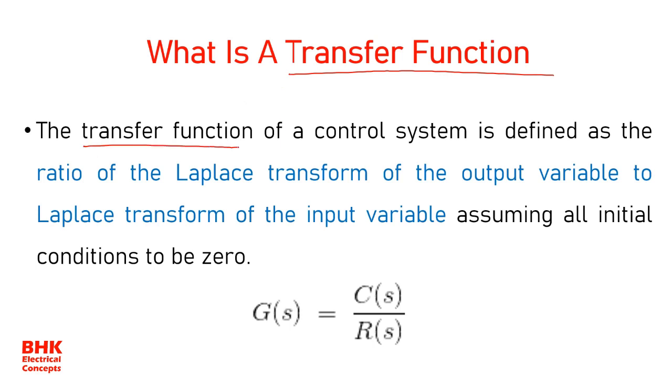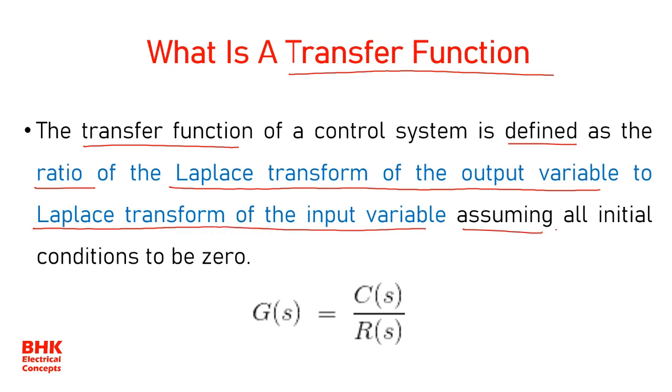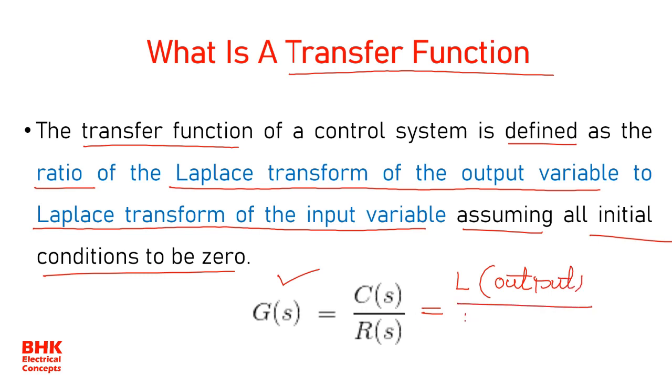The transfer function of a control system is defined as the ratio of the Laplace transform of the output variable to the Laplace transform of the input variable, assuming all initial conditions to be 0. So G(s) is equal to C(s) divided by R(s). Here C(s) represents the Laplace transform of the output, divided by R(s), the Laplace transform of the input. This is the formula we use to calculate the value of the transfer function.